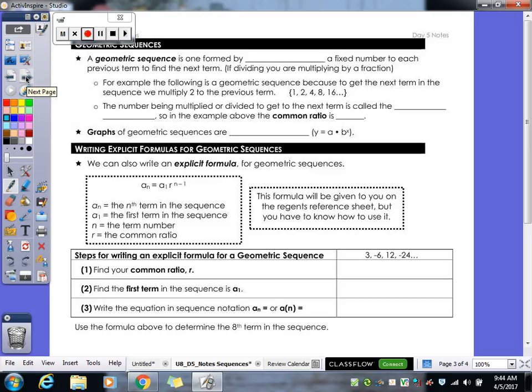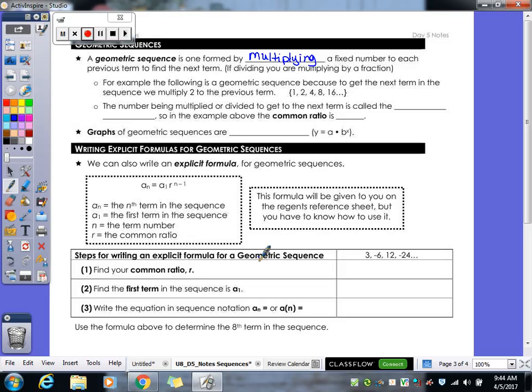So our other type of sequence is our geometric sequence. We have our arithmetic, which is your adding. I always remember them because they both start with A. Geometric is formed by multiplying a fixed number to each of the previous terms. So this one's like our exponential, because our exponential was multiplying, our geometric is multiplying. So those two are good friends too.